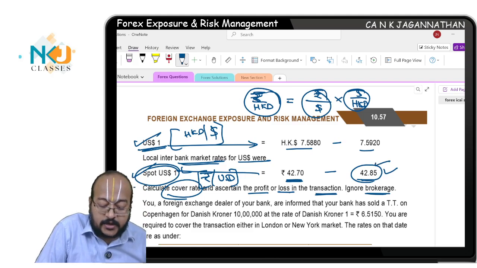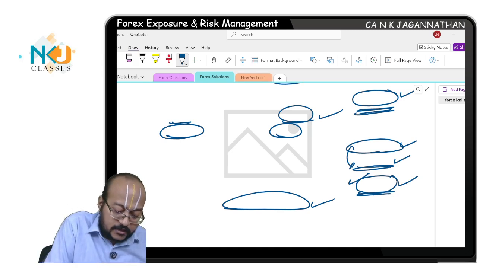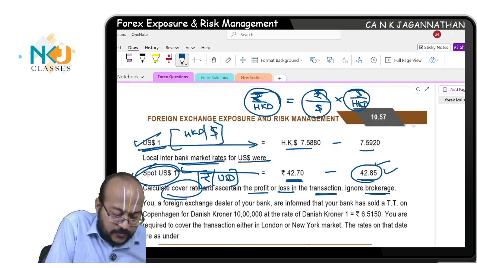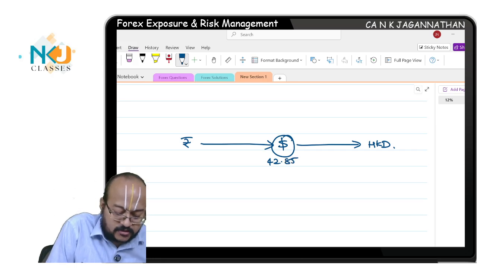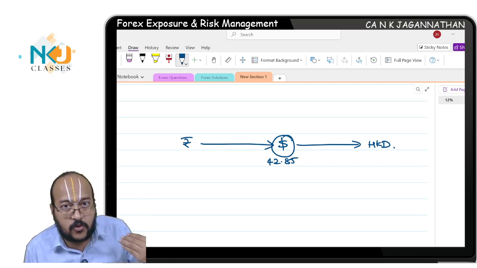This is the offer rate. Interbank offer rate is 42.85. You will consider where it is. Yes, this rate is 42.85. Next, you have dollar in hand. You converted your rupees to dollar.